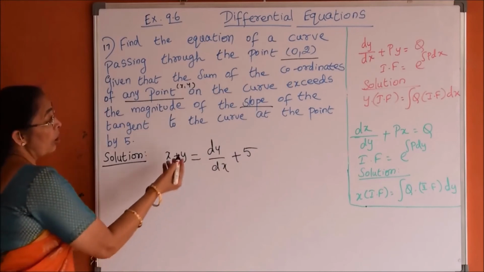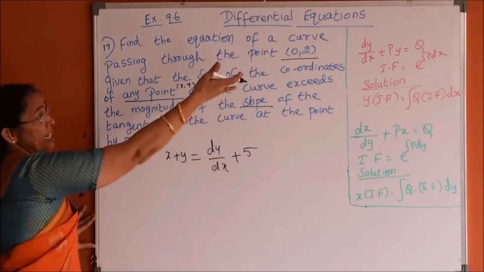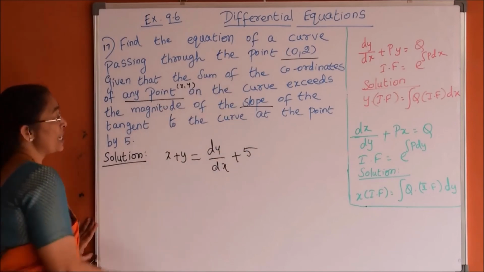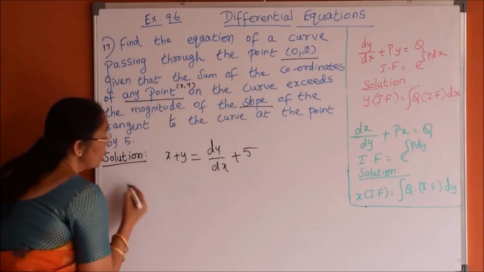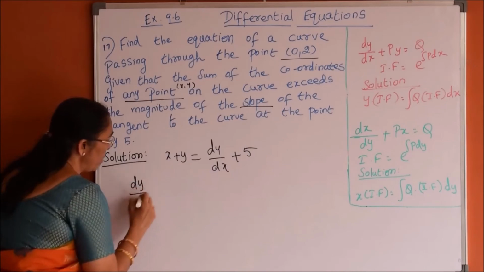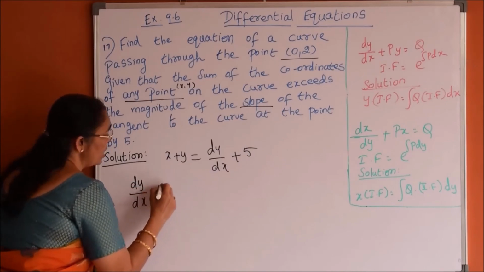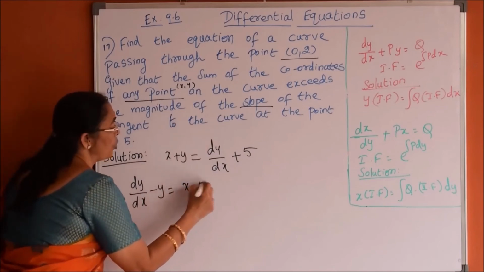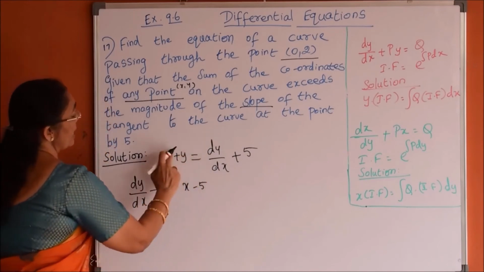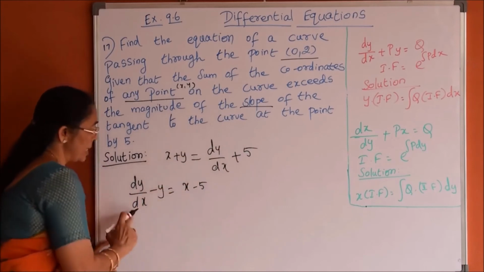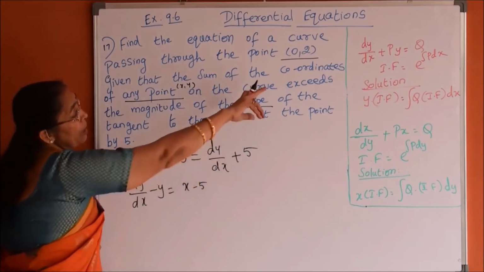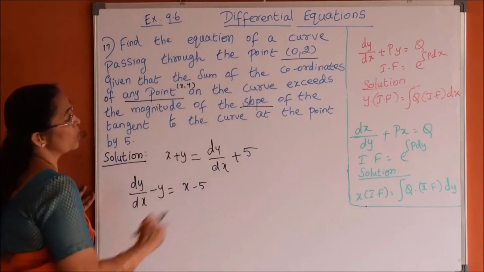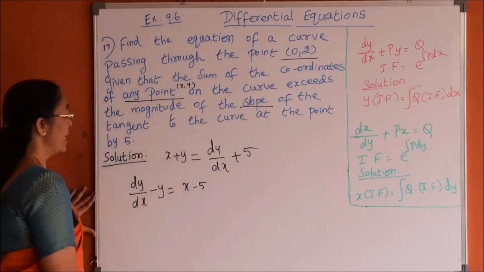Now, let us solve this equation by arranging it in one of these forms and solving by the method of linear differential equation. So, it is nothing but dy by dx minus y is equal to x minus 5. It is in the form dy by dx plus Py is equal to Q. P value is minus 1 and Q value is x minus 5.